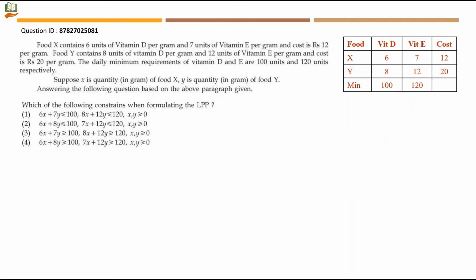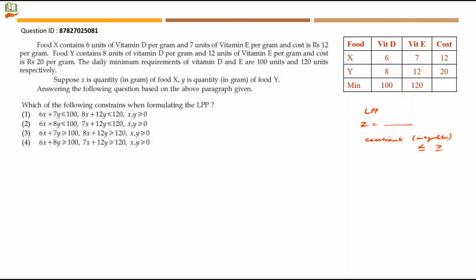Next question, which of the following constraints when formulating the LPP? When you frame a LPP, you will first have Z is equal to some equation. After that, you will be given some constraints. There will be 2 or 3 constraints depending on the number of variables. These constraints will have inequalities. Inequalities in the sense they will either be represented as less than equal to or greater than equal to, and the variables will be represented as greater than or equal to 0.